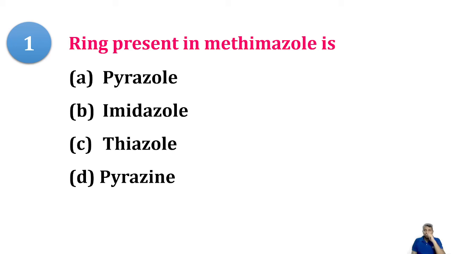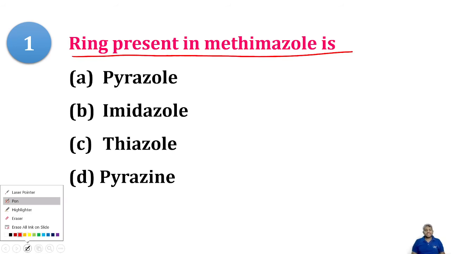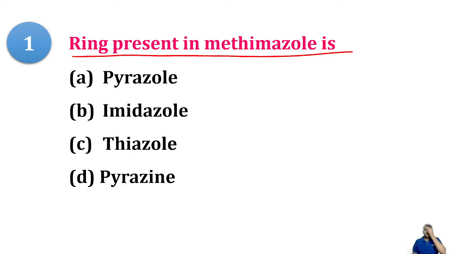So, dear student, first question for you: which ring is present in methimazole? Methimazole is basically your anti-thyroid drug that is used in hyperthyroidism.